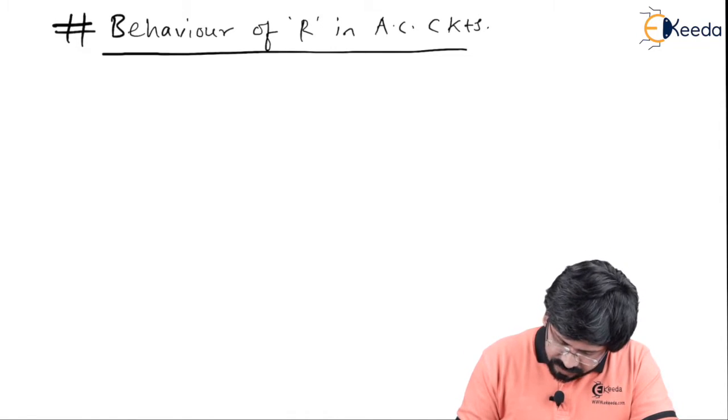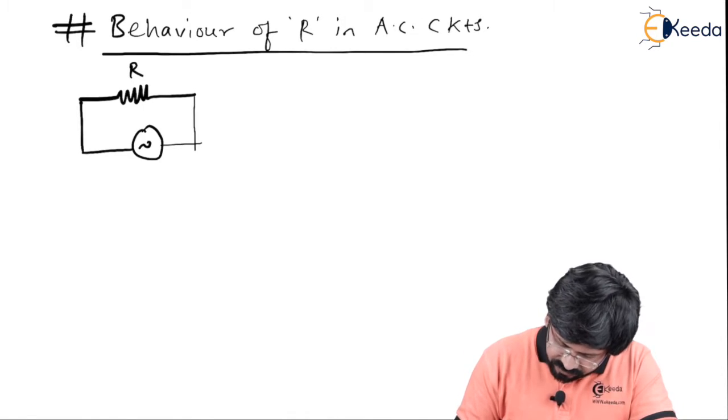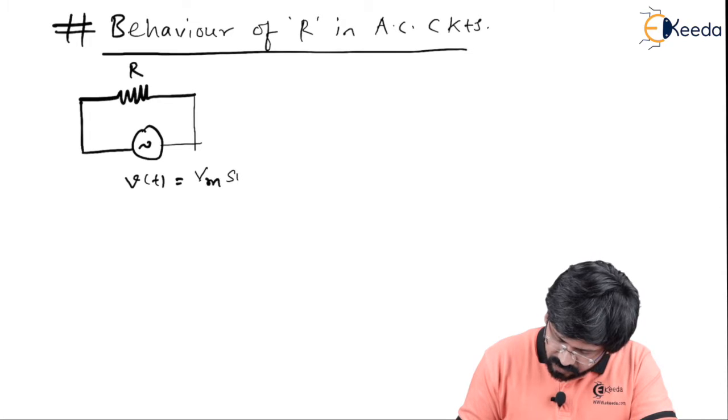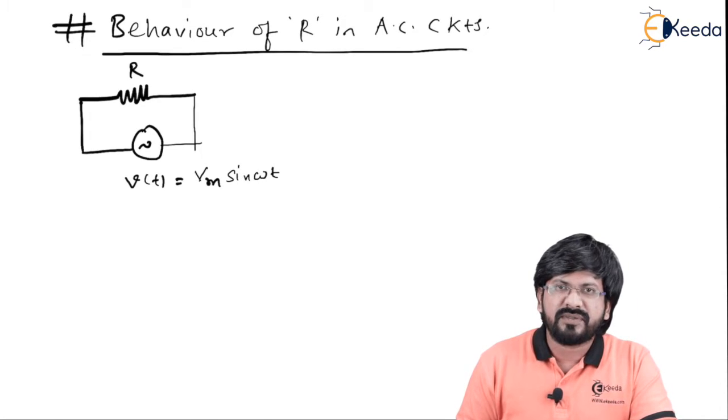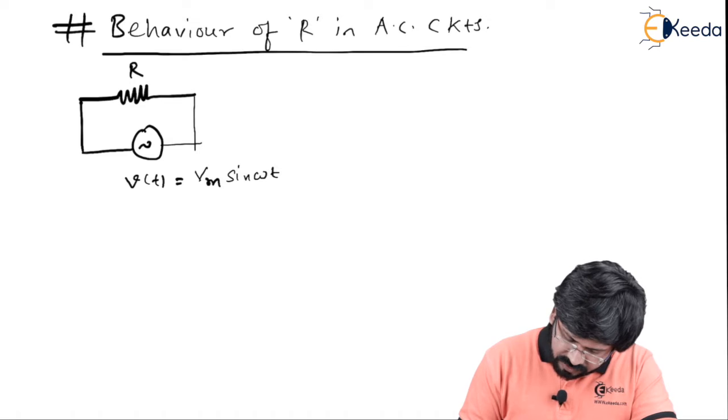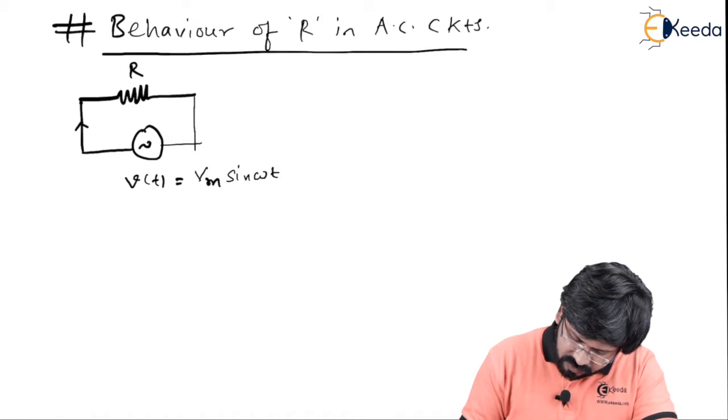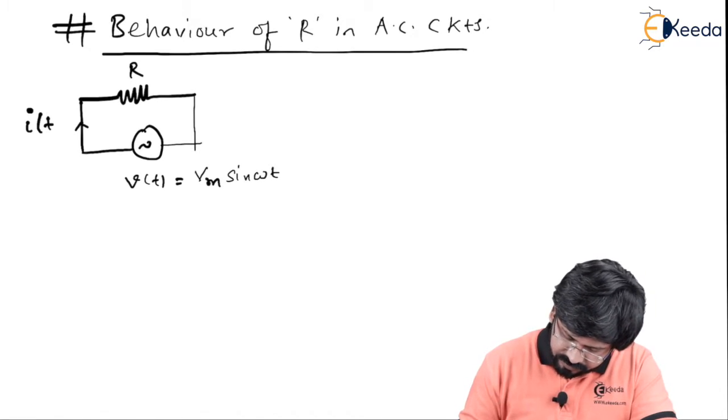Now we will see the behavior of resistor R when an AC voltage is applied, or the behavior of R in AC supply. Let us assume resistor R and supply voltage is V of t, which is sinusoidal, so Vm sine of omega t. Because of the sinusoidal voltage, a sinusoidal current will also flow through the circuit. Let us assume that current as I of t.